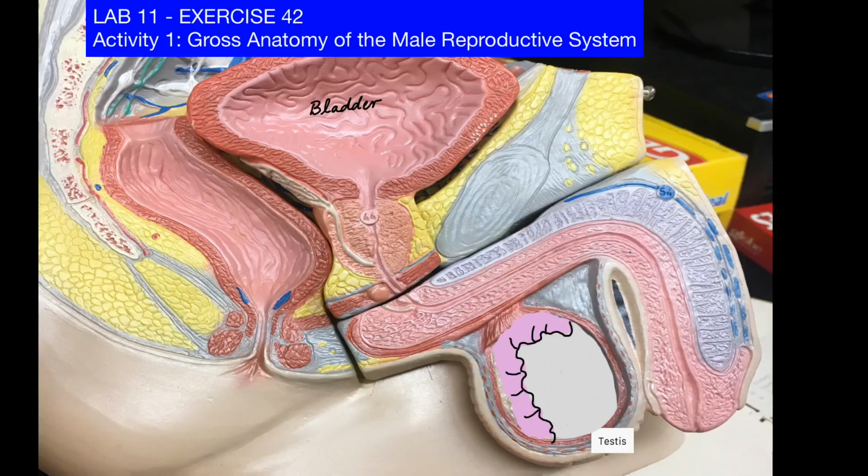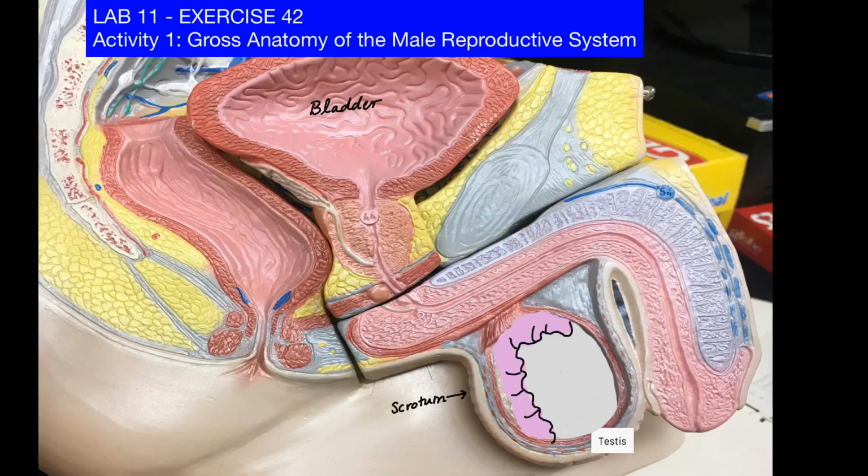So the testes are housed within the scrotum, that outermost skin lining. That means that the gonads in males are actually held outside of the body cavity. The reason for this is that the temperature within the testes is slightly lower than internal body temperature, and that's important for proper sperm production and development.